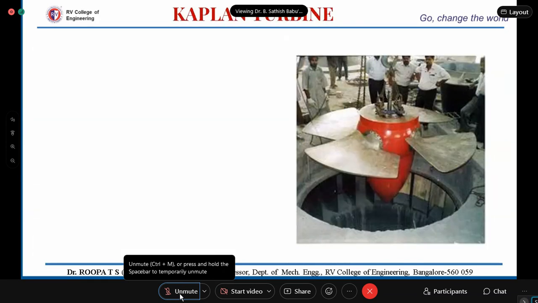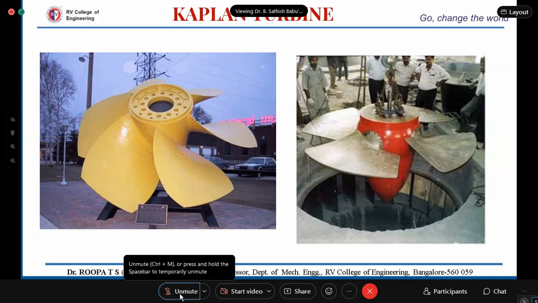You can see here the actual plant picture. If you get a chance, you can always visit any of the power plants and see what type of turbines are installed there. This is another one, the other view.